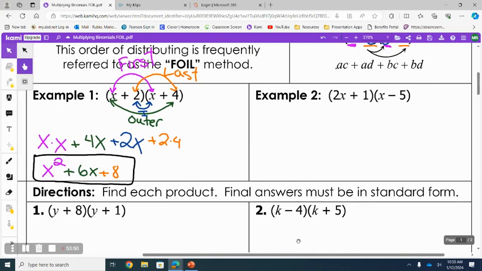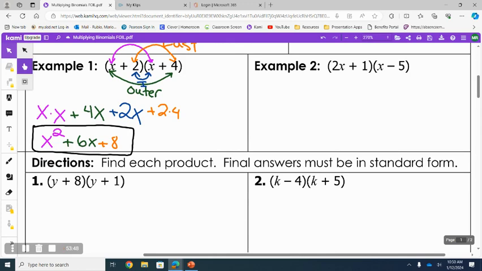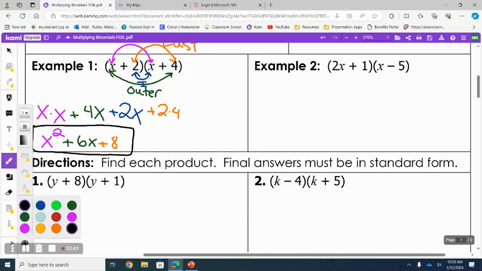I had one student in first period that did 1 through 10 before I even finished it. By the time I finished example 2, she asked me to check her work. So I don't think it's that complicated. We're just multiplying. We just have to multiply in the right order, okay?